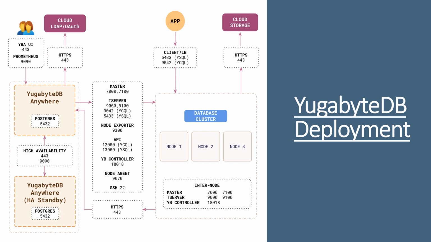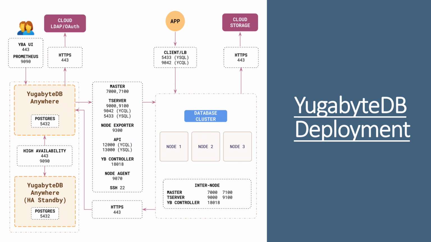And between the three nodes you need to have internode connectivity. For the master server processes to communicate with each other, you should have 7000 and 7100, and for the T-server process to communicate, 9000 and 9100, and to communicate with the YB controller, 18018. And for the application, depending on which protocol you're using, YSQL or YCQL, you need to have the appropriate port, 5433 or 9042. And if you want to keep your backups on external storage like S3 or any blob storage, then you could have the respective port 443 open to the respective cloud VPC setup.